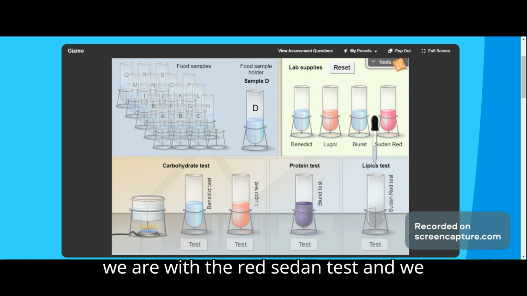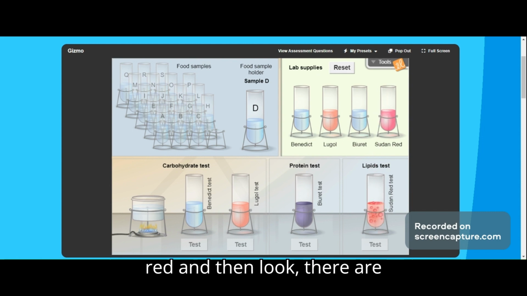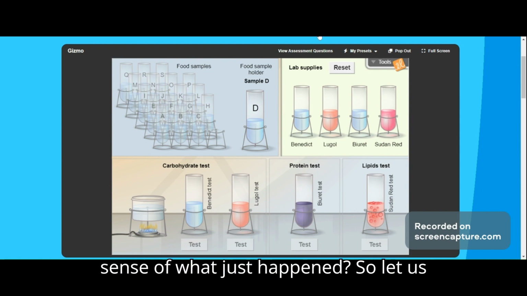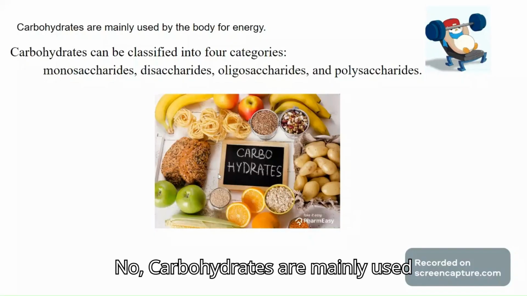And here we are with the Sudan red test. We add this food sample and then the Sudan red. And then look, there are some changes that we're observing. So, how do we really make sense of what just happened? Let us just go into the theory of all.